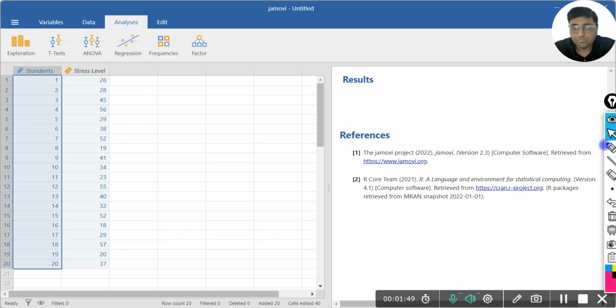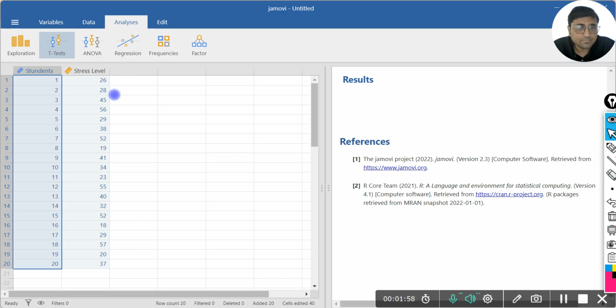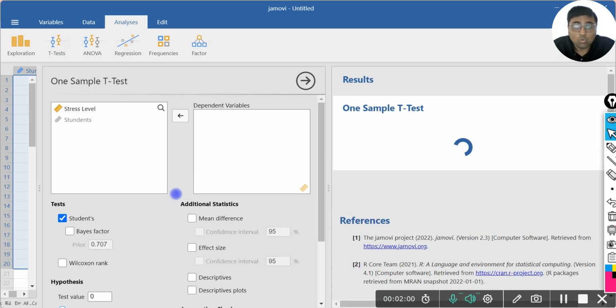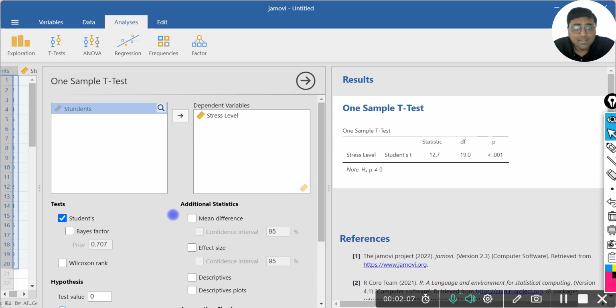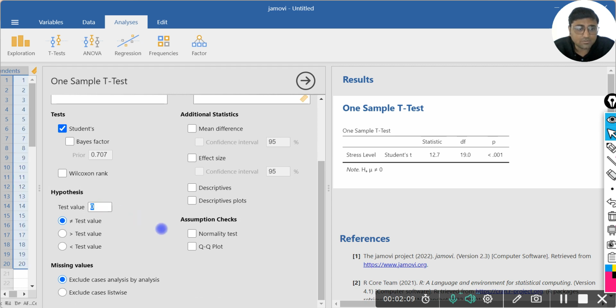So first you go to t-test. Here we have the option of t-tests. Click on it. Select one sample t-test. Now what is our dependent variable? Our dependent variable is stress level, which is a continuous variable. Now here we have the option to insert the test value. Test value is nothing but the population mean. So in our case, population mean is 40. So write 40.